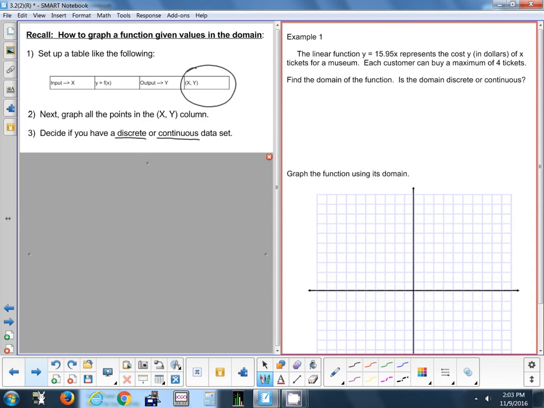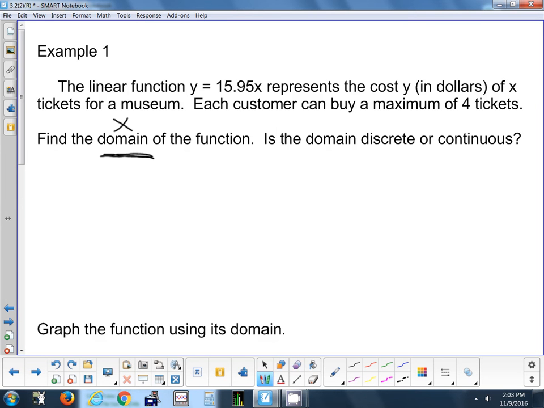Okay, so when the problem asks me about domain, which letter are they talking about? They're talking about x. In this problem, what does x represent? x is the domain. And what specifically is it in our word problem? Josh? It's the number of tickets.